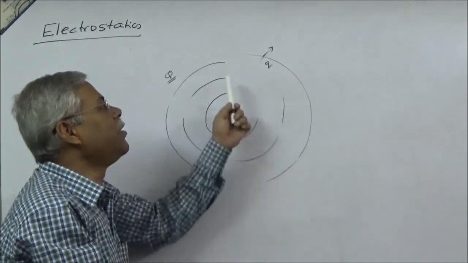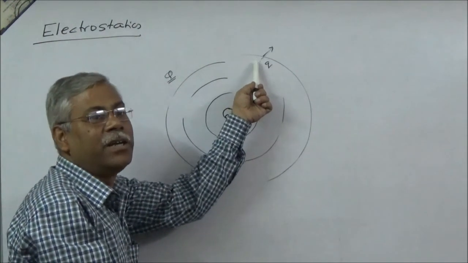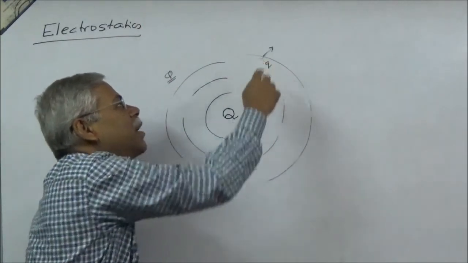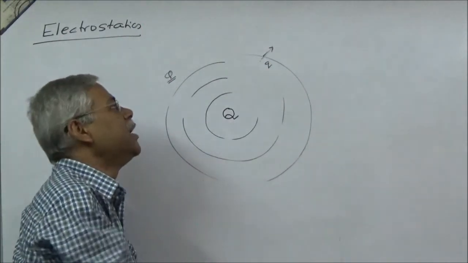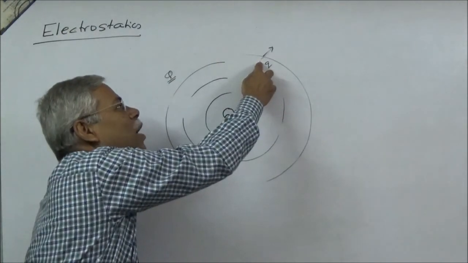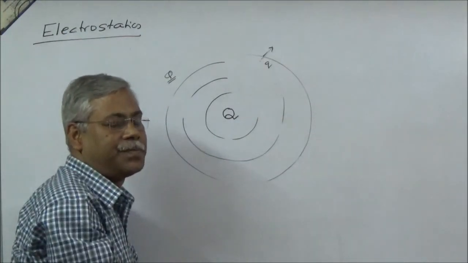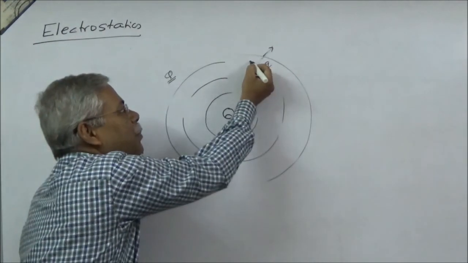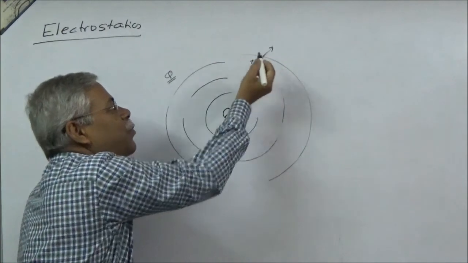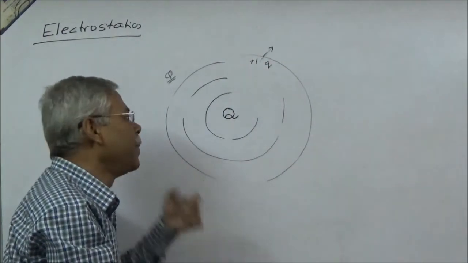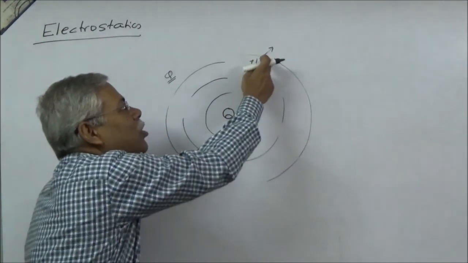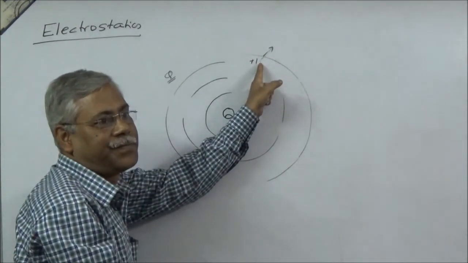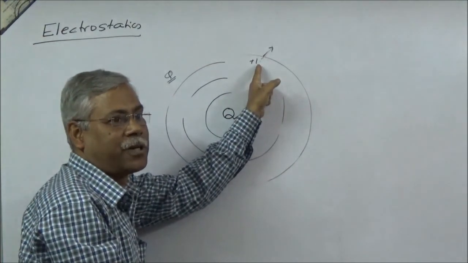Okay, we will define the strength of this electric field at a point. How do you define the strength of the electric field at a point? You will place a +1 charge, that means unit positive charge, at this point. The force that acts on this +1 charge is the intensity at this point. Intensity of the field at this point.